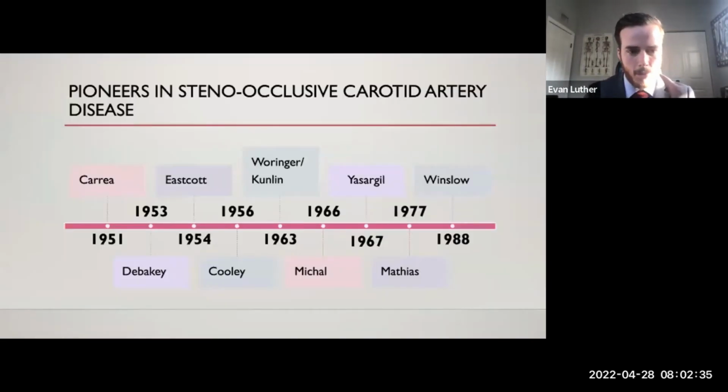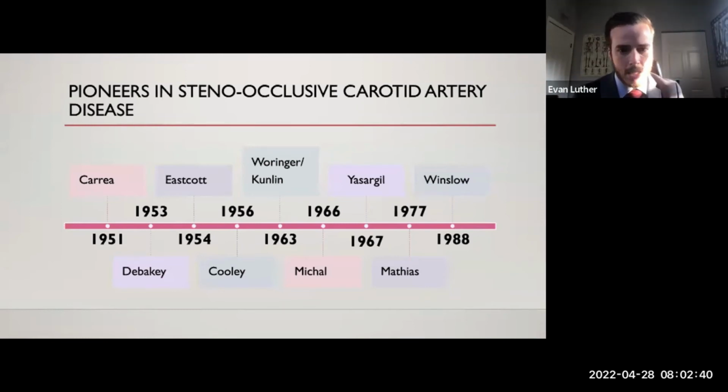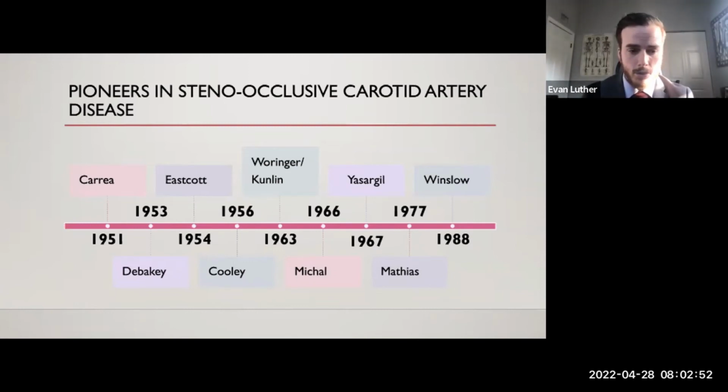This is again back to our timeline to give you some historical context. Dr. DeBakey, who was a cardiovascular surgeon, is really credited with performing the first endarterectomy in 1953. Dr. Cooley, who was a protege of Dr. DeBakey, was then the first to describe the use of an intra-arterial shunt for those patients who didn't tolerate clamping during the carotid endarterectomy, and he actually used needles. And then Dr. McCall, who was a German surgeon, refined Dr. Cooley's techniques and started using the plastic tubing shunting that we now see today.